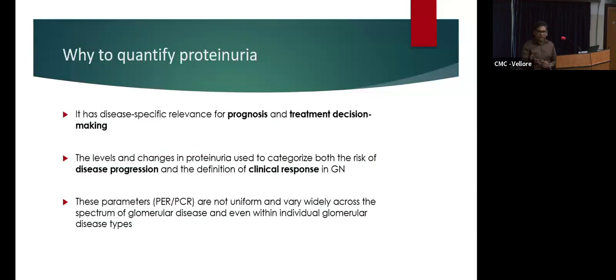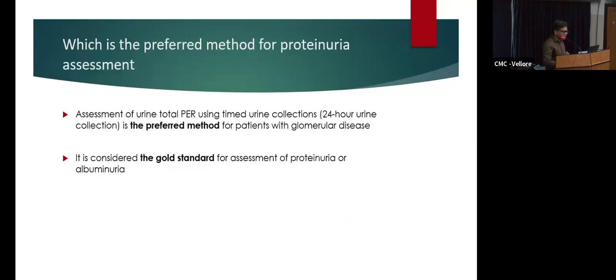Out of that, the four pillars are ARBs or ACE inhibitors, SGLT2 inhibitors, and finerenone. These are the pillars of renal protection. These are the coming new agents. So when we are starting SGLT2 inhibitors or ARBs, we monitor the proteinuria, how it is responding, and we optimize our ARBs and SGLT2 inhibitors depending on the proteinuria. So these are the benefits of quantifying the proteinuria.